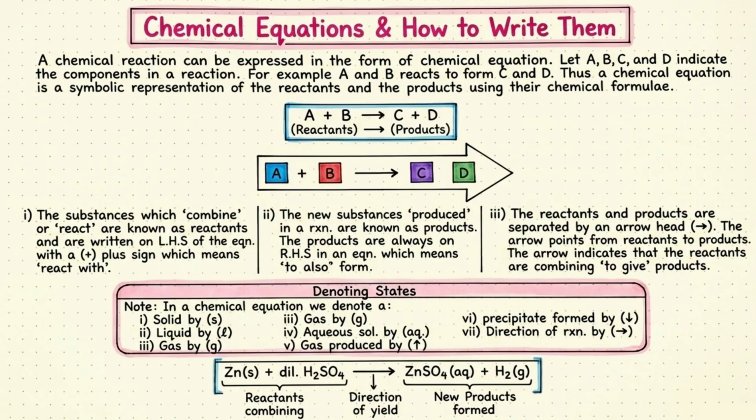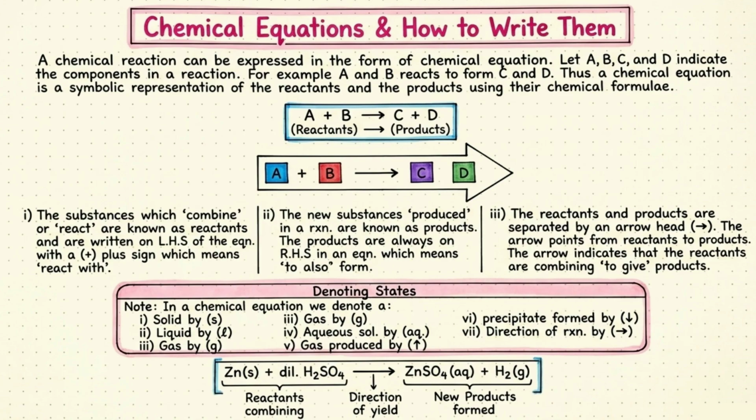First, the substances which combine or react are known as reactants. They are always written on the left-hand side, the LHS of the equation. We put a plus sign between them, which simply translates to the words reacts with. Second, the new substances produced are known as products. The products are always written on the right-hand side, the RHS. Again, we use a plus sign if there are more than one, which translates to also forms.